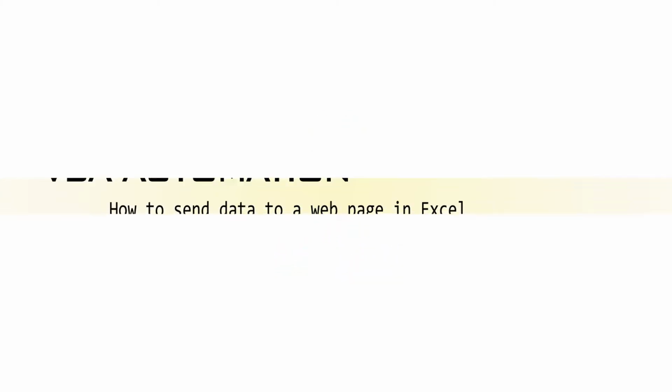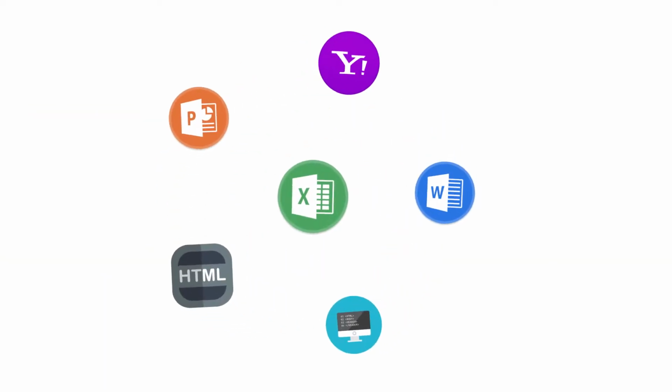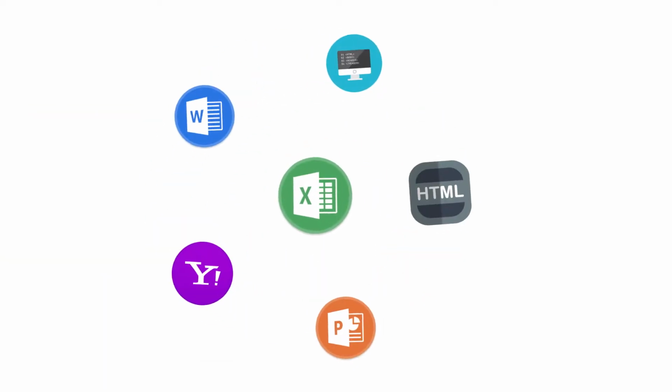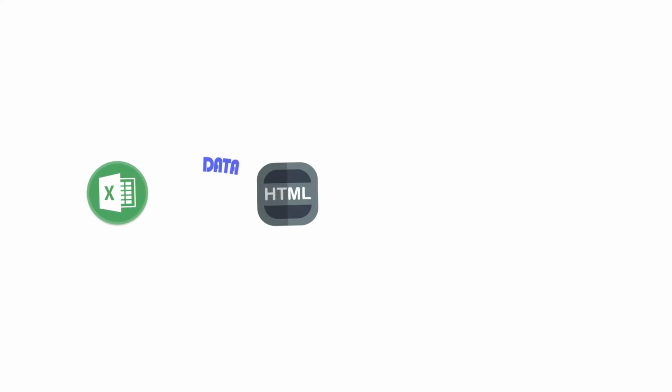Hello everyone, in this video we are going to talk about how to send data to a web page in Excel. Normally we communicate with a web server through a web browser. If we want to send data to a server, we type in the data into an input box in a web page. But we can send data to a web page directly in Excel by creating an Internet Explorer object.